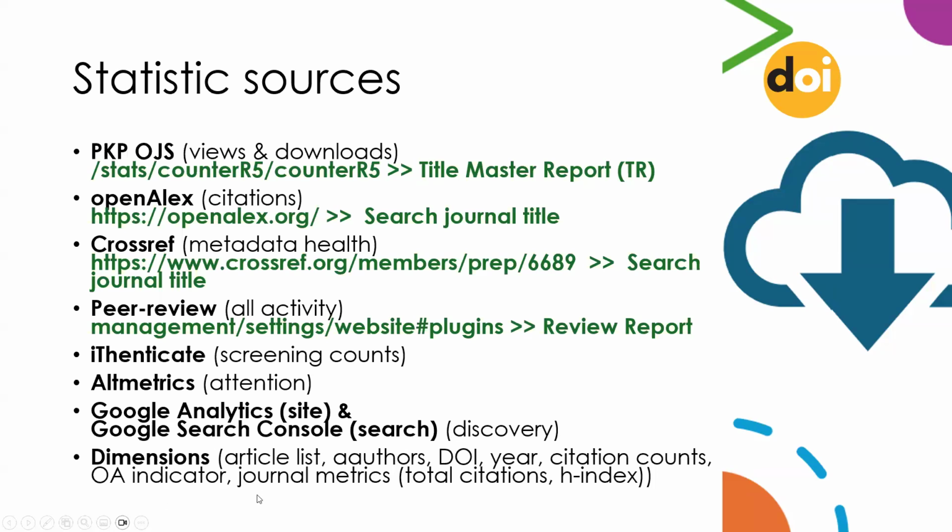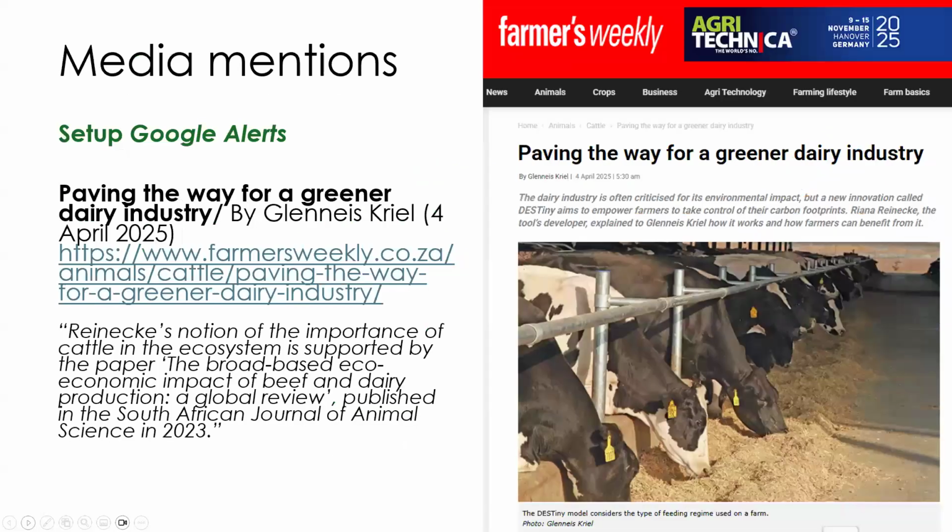And then there's also Dimensions, which someone mentioned last time, which can help you. The stats on Dimensions can provide an article list, authors, sorry for the double A, DOI, year published, citation counts. So here you can already see a duplication. So I would skip Dimensions and just stick with OpenAlex, but I've added it for the sake of being complete.